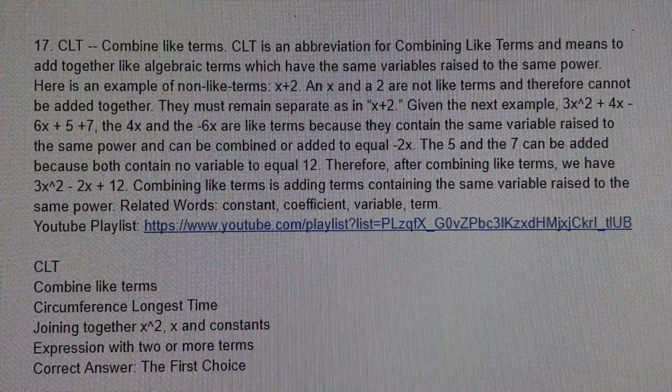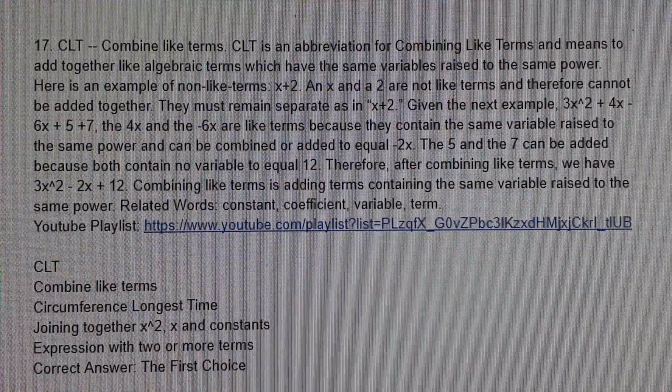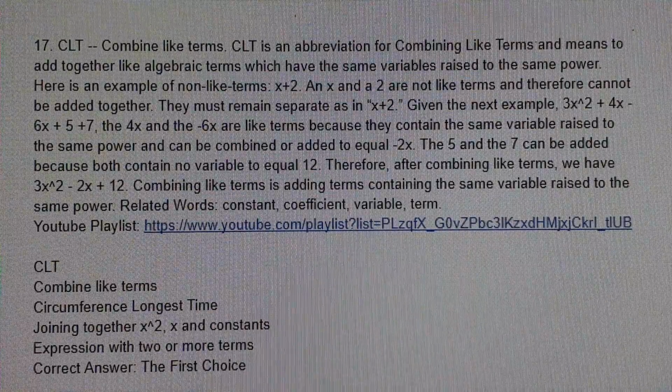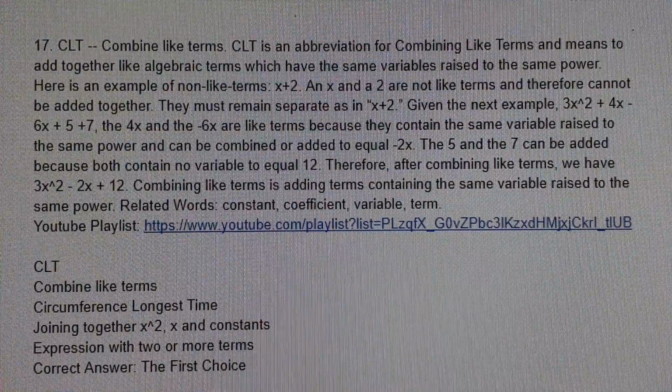Combining like terms is adding terms containing the same variable raised to the same power. Related words: constant, coefficient, variable, term.